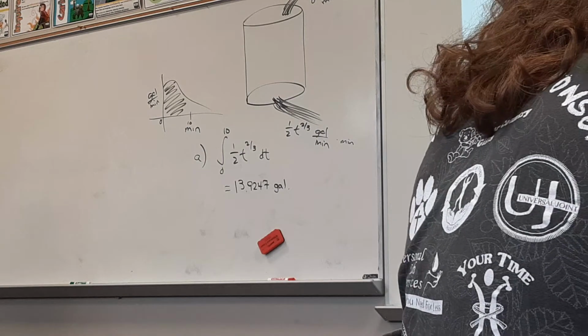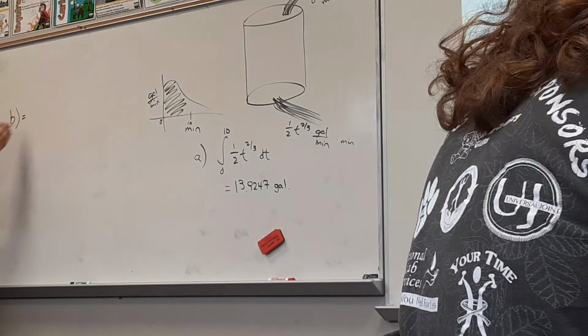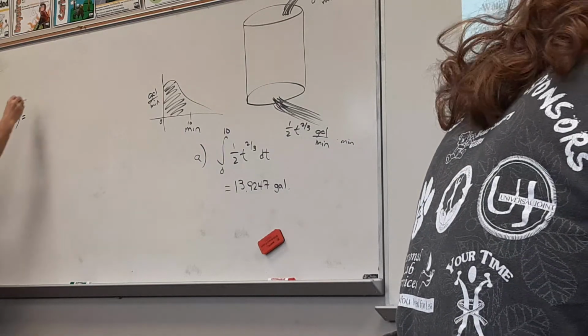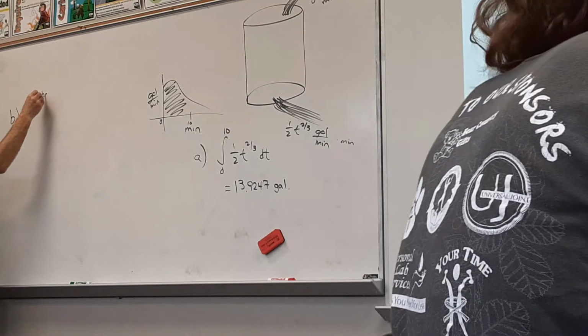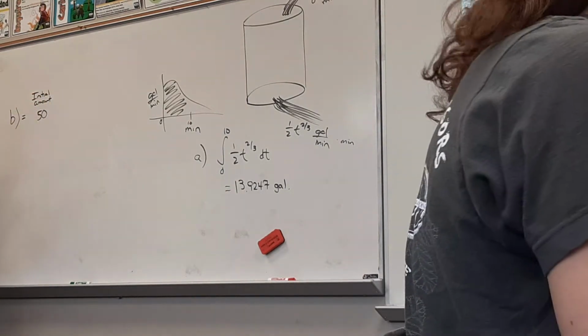Wait, what? Think about it. How many gallons of water are in the tank? We're starting with the initial amount. Yeah, she said it correctly. This was 50. We'll start with 50, right?